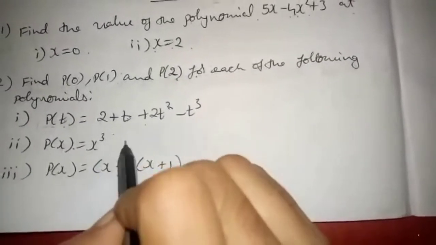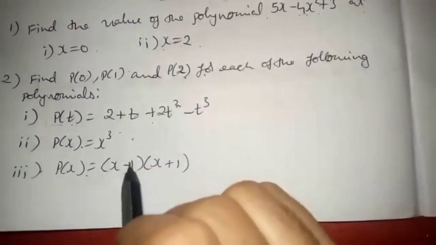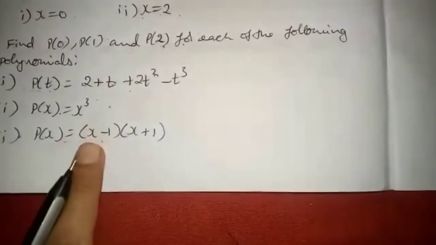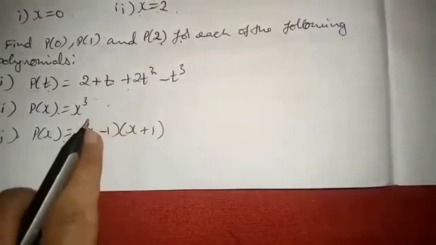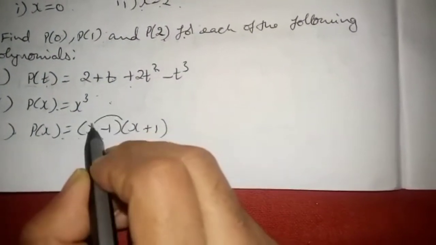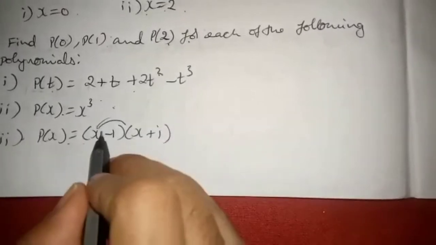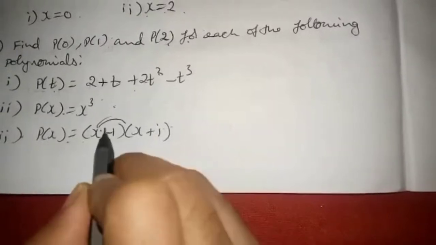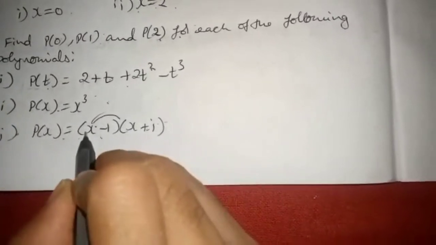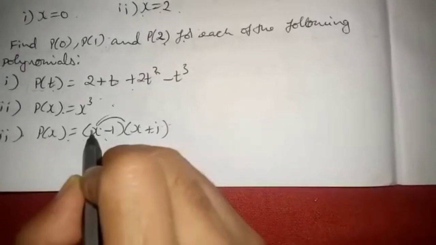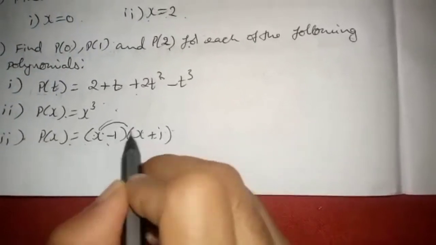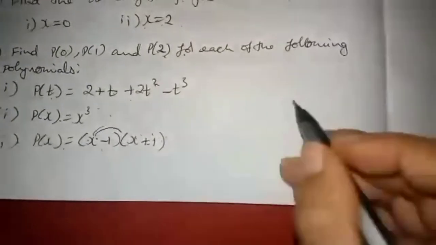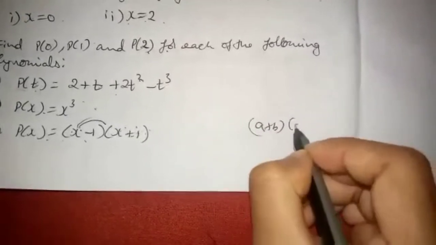Next, p of x equals to x cube. Third one, p of x equals to x minus 1 into x plus 1. So this is not in simplified form, you have to simplify it. Either you can multiply, x to this, x to this, each term you have to multiply and write, or you can use the formula, in which form it is there, a plus b, a minus b, right? See, left hand side same and right hand side digits are same, x and 1, but only the sign changes, plus and minus. What is that formula? A plus b into a minus b.